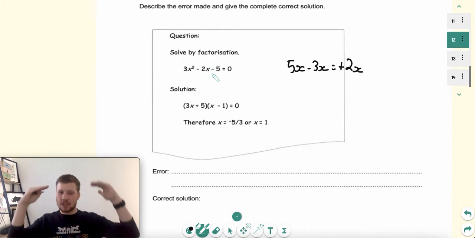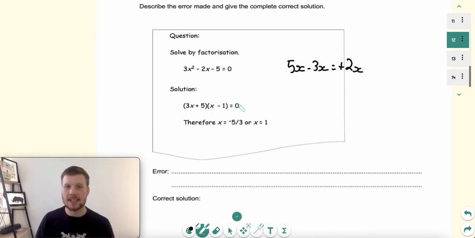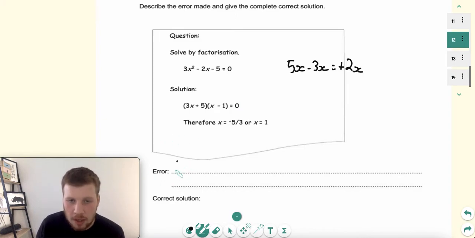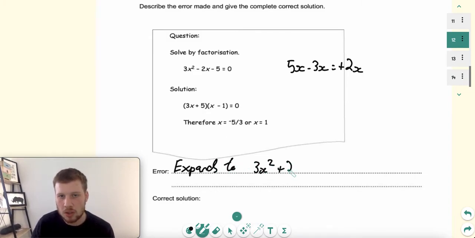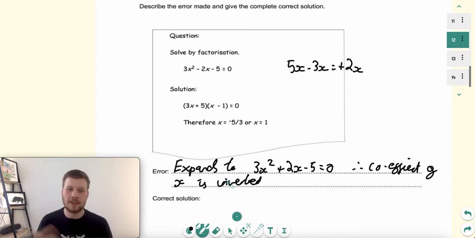So my error is in this first step of factorising, they've changed the values of positive 5 and negative 1. They need to be the inverse. It would need to be negative 5 and positive 1. So I'm going to say that it expands to 3x squared plus 2x, take away 5 equals 0. Therefore, the coefficient of x is inverted, because it should be negative 2x, but they've given me positive 2x.